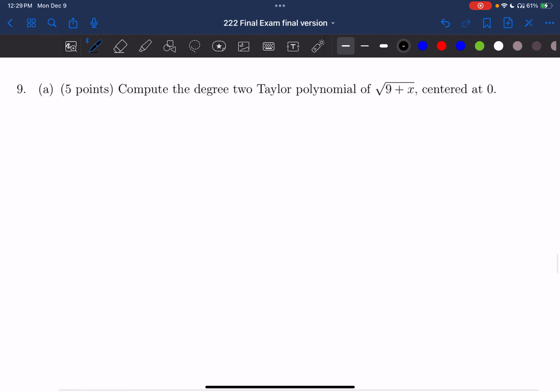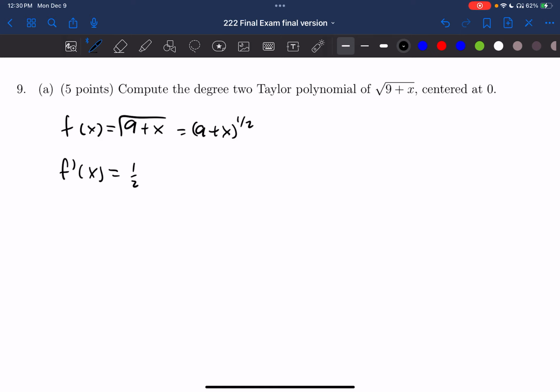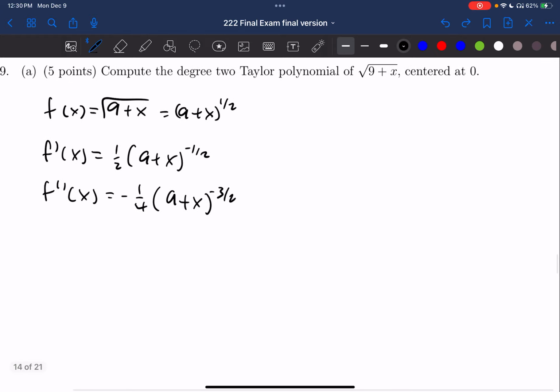Compute the degree 2 Taylor polynomial of this, centered at 0. So to do this, f of x will be equal to the square root of 9 plus x, which is equal to 9 plus x to the 1/2 power. F prime of x will be equal to 1/2 times 9 plus x to the negative 1/2 power. F double prime of x will be equal to negative 1 over 4 times 9 plus x to the negative 3 over 2 power.